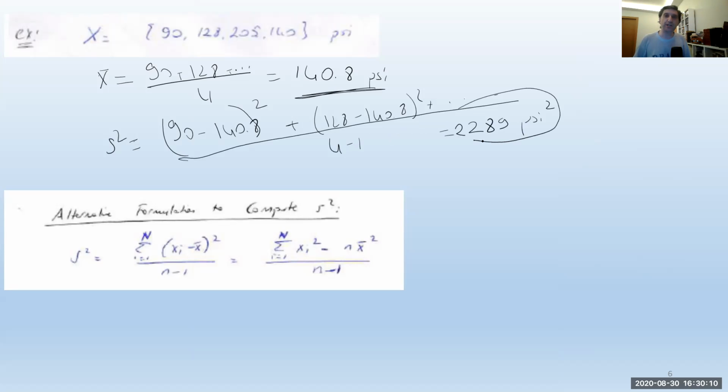And here, this is what I'm trying to say. At the end, we would like to obtain an estimate or an idea about the spread of data. This is squared, so we don't like it. So S is the square root of this, 47.8 pounds per square inch. So what does this mean? Read this together with the sample mean.